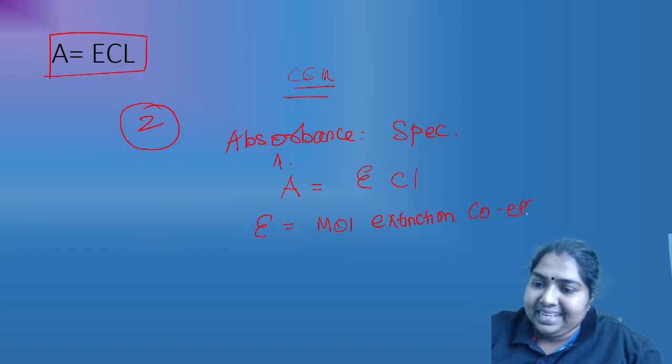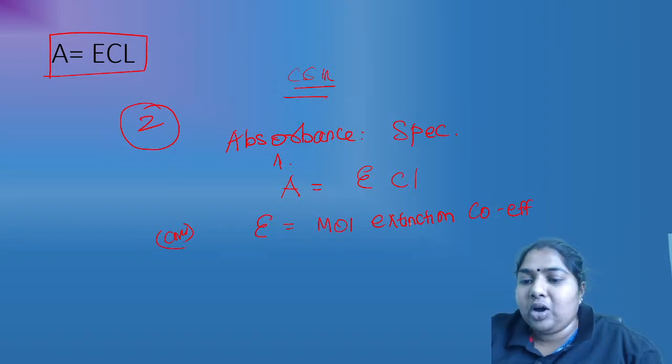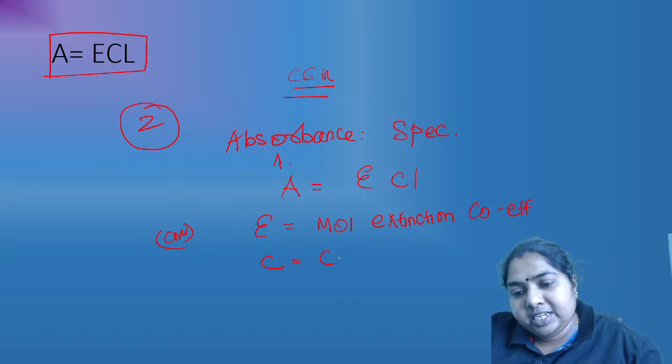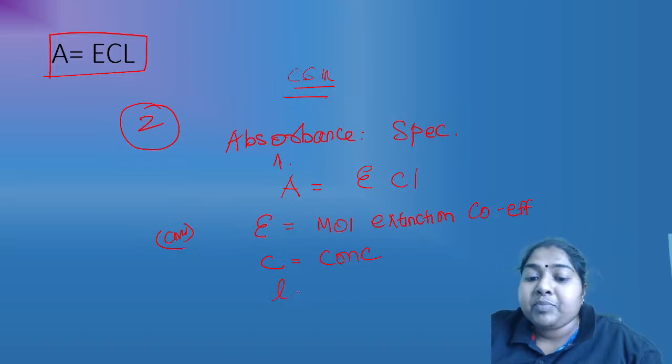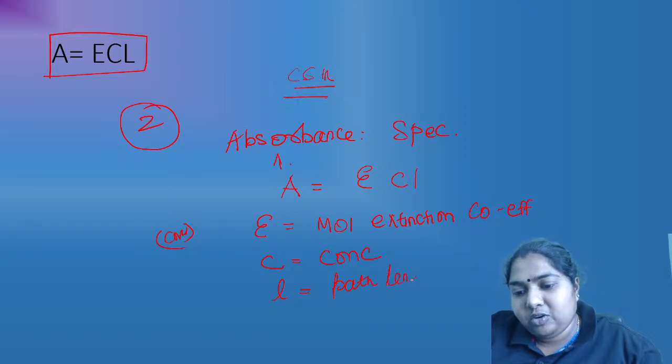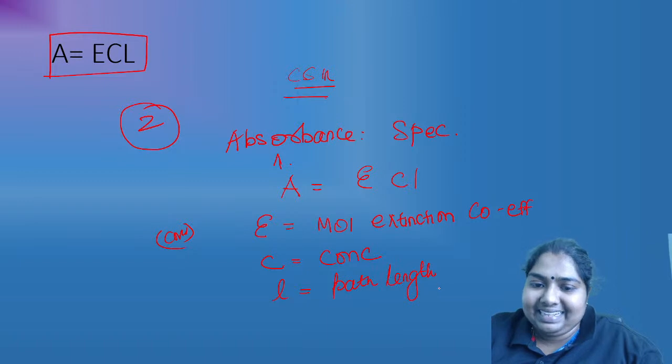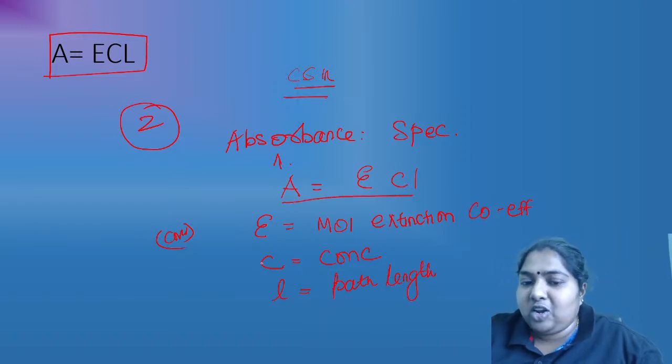coefficient. This epsilon is a constant actually, the molecular extinction coefficient. C is going to be the concentration. L is going to be the path length. So absorbance is equal to epsilon C l. Epsilon is the molecular extinction coefficient, C is the concentration, L is the path length. That's all you need to know.